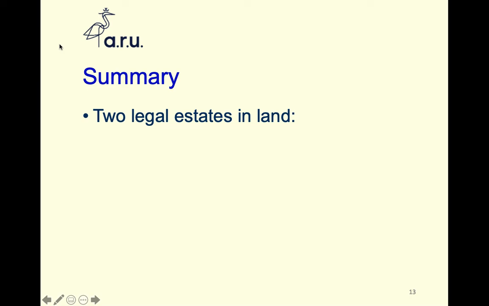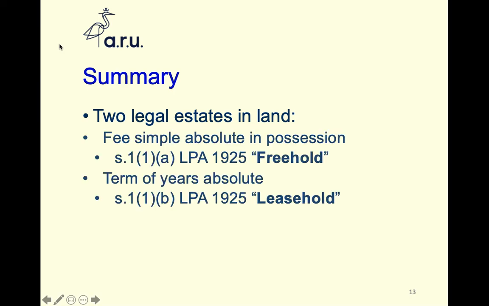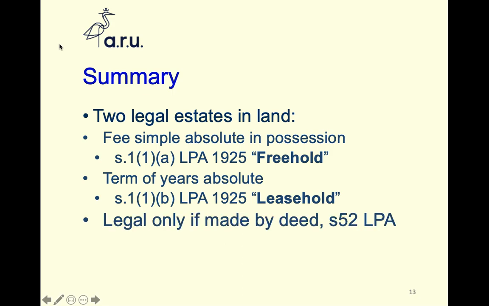Effectively, what I really need you to grasp is that there are only capable of being two legal estates in land: the fee simple absolute in possession under section 11A of the Law of Property Act, and the term of years absolute under section 11B of the Law of Property Act. Those are the only 2 estates that are capable of being legal. In order to then be legal, they will need a deed under section 52. So that's the stamp of approval that states that they have definitely been made legal.